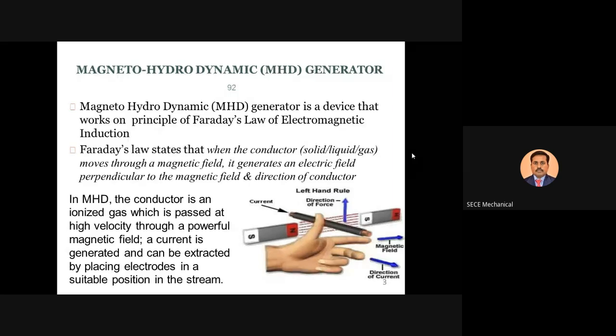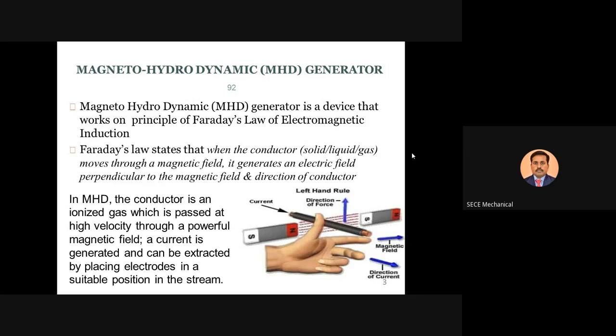So based upon the law, the current is produced in the magneto-hydrodynamic generator. If you want to create power, you need an ionized gas and also a magnetic field. Without these, you cannot create power. That means you are not able to produce the current.